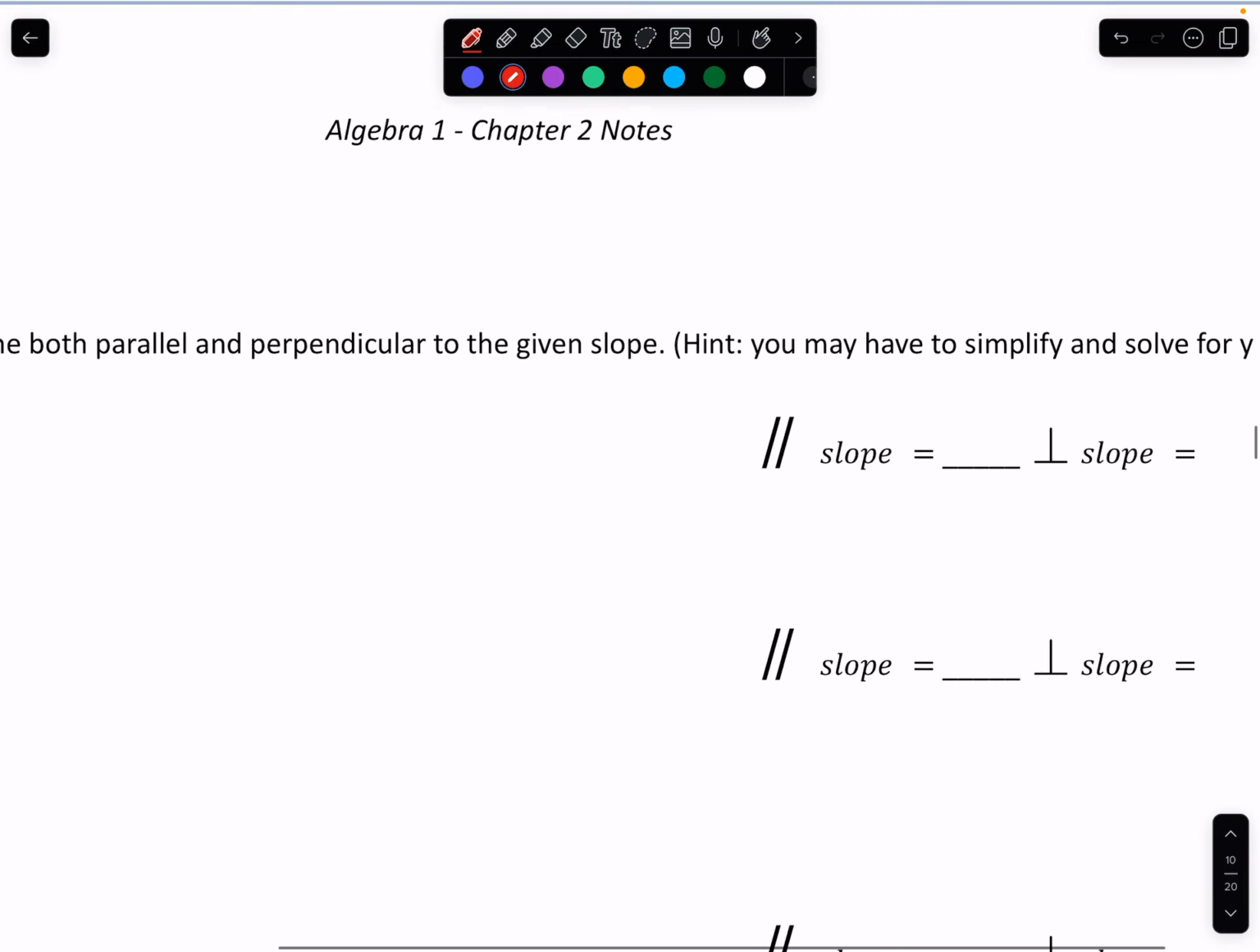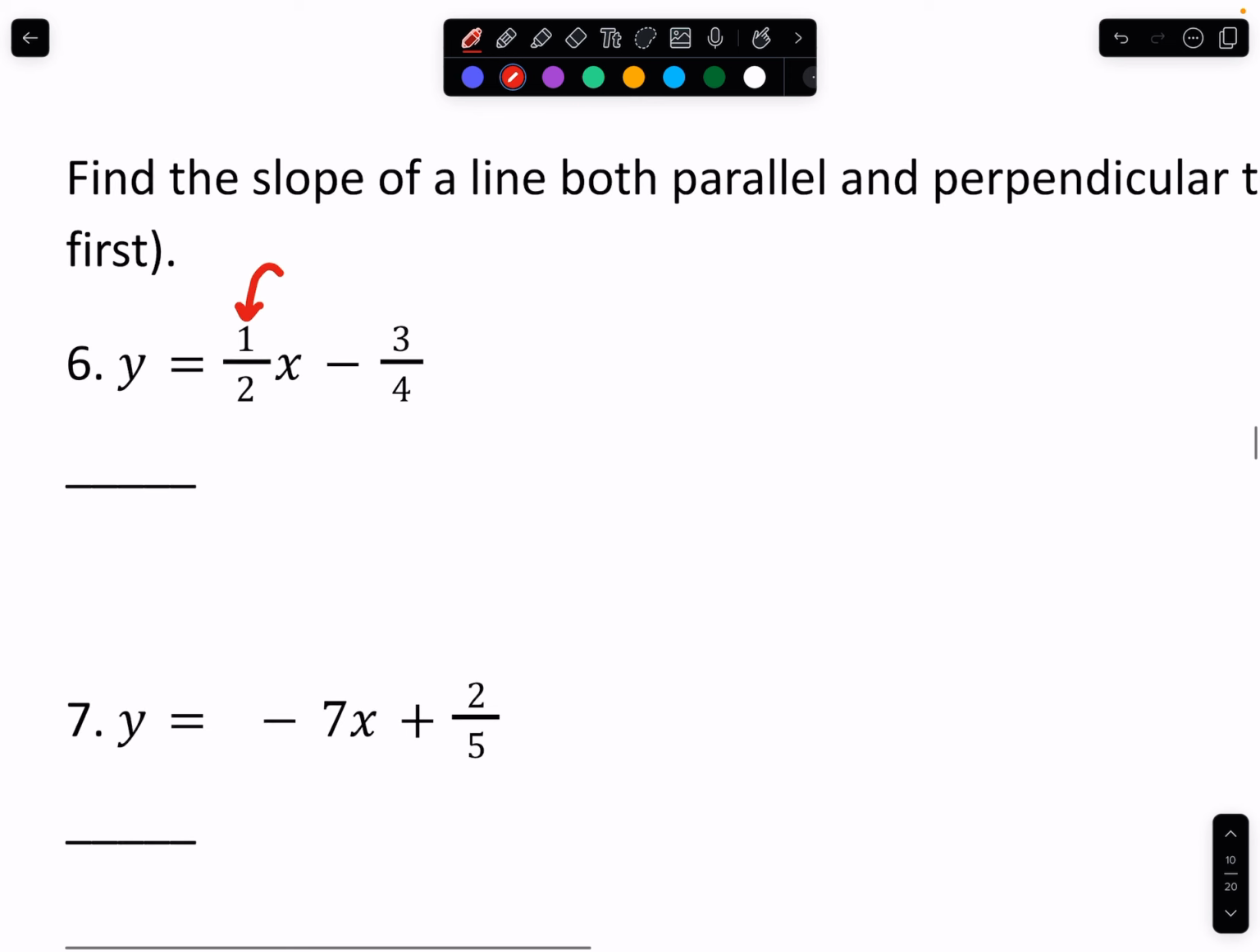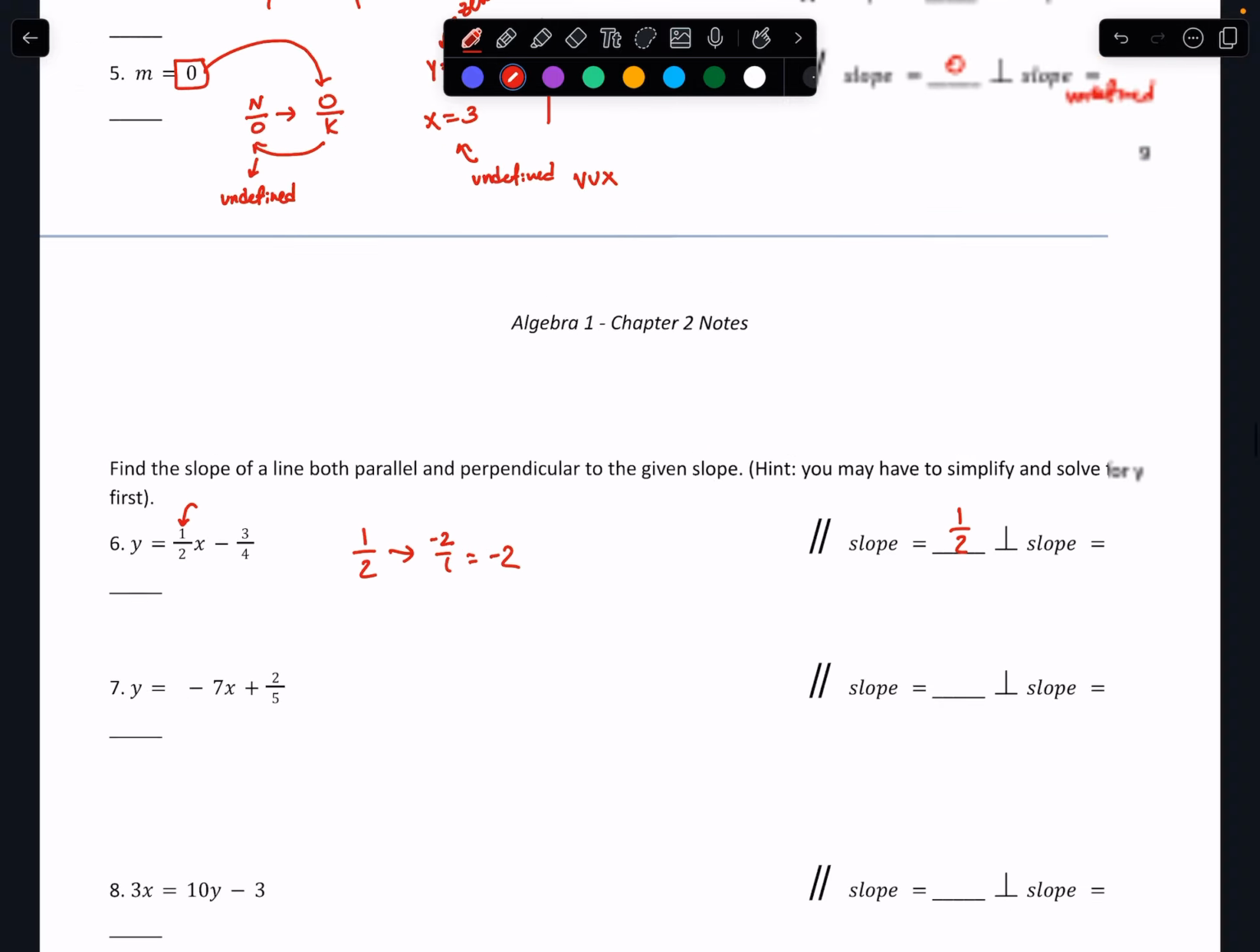Remember, the slope of this line is always going to be the number in front of your variable, right? So the parallel line is super easy. The parallel line is going to be exactly the same. Now let's find a perpendicular line. Well, if it's 1/2, the opposite reciprocal is going to be what? Negative 2 over 1, which is the same thing as negative 2.